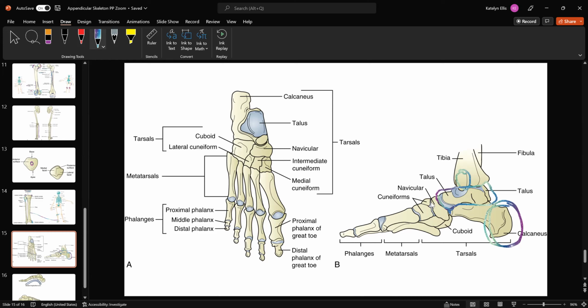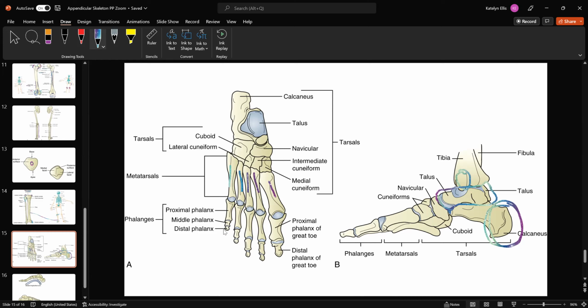Just like your hands have metacarpals, you have metatarsals in your foot. Again, just like the carpals and metacarpals, you have 5 metatarsals that go to each of your 5 toes, just like your 5 metacarpals go to each of your forefingers and thumb. There are 26 total bones in the foot. The rest of these are made up of your distal and proximal and middle phalanges.